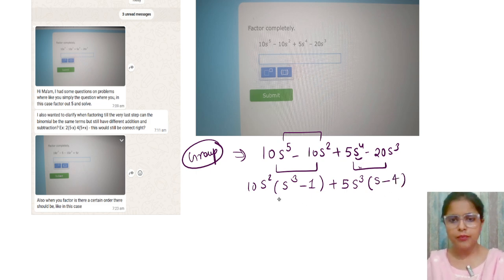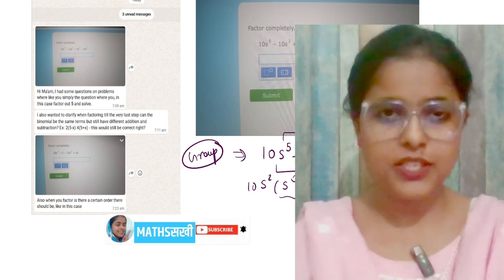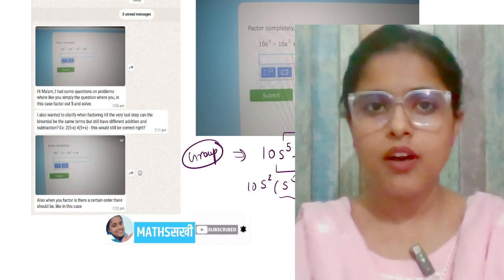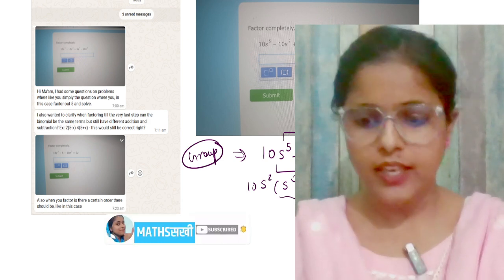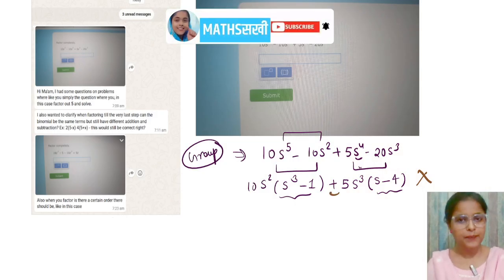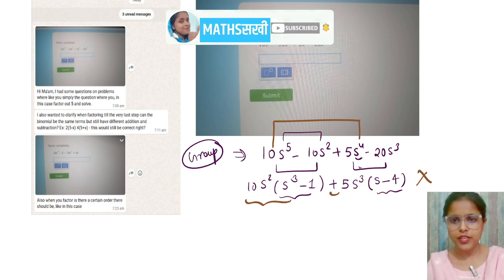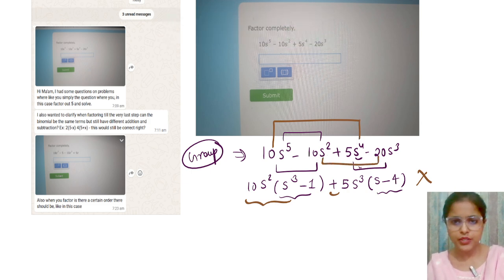Right now, because the two parentheses are not the same, this is not going to be considered factorization, because factorization means there is no plus or minus sign in between, as you can see here. So what to do in this case? We will group this together, whatever you think can make the question the same.